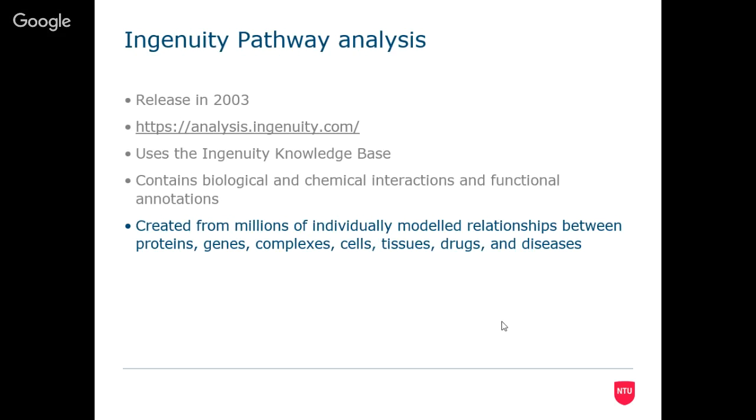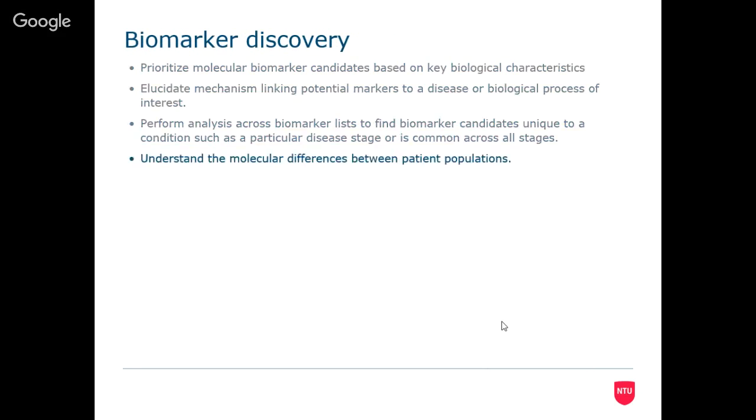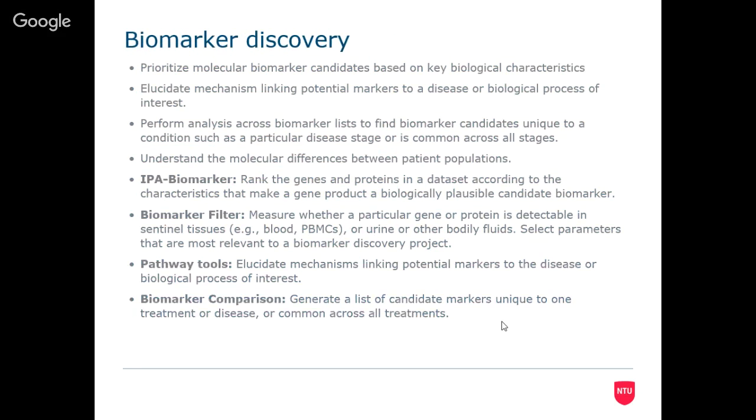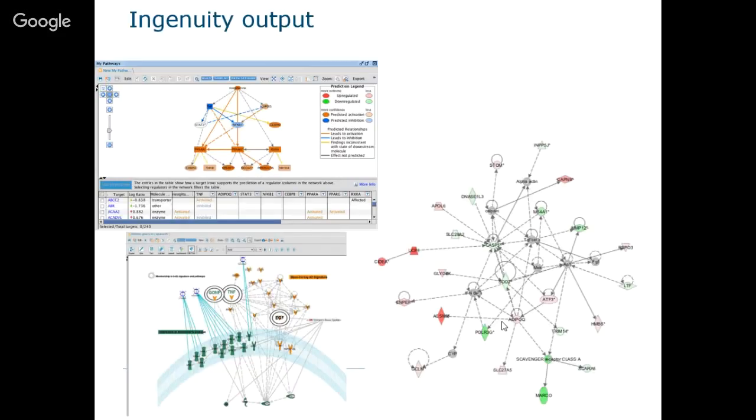I don't think I'm going to go through that at this point. So in Ingenuity, you put a search term in a box, you can enter the accession number, the short gene or the long gene name, and you used to be able to access it for free from here. I'm just going to try it. I might have closed the little tab down. Okay, yes, so that kind of worked.